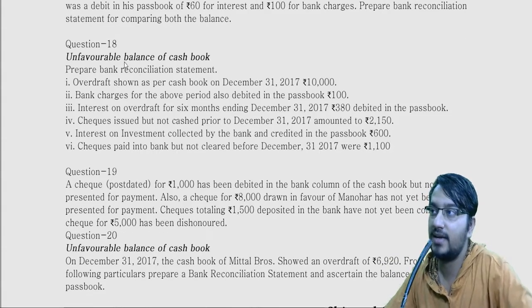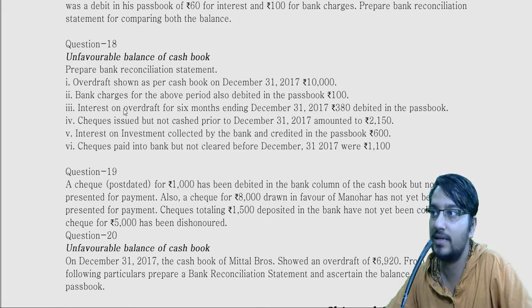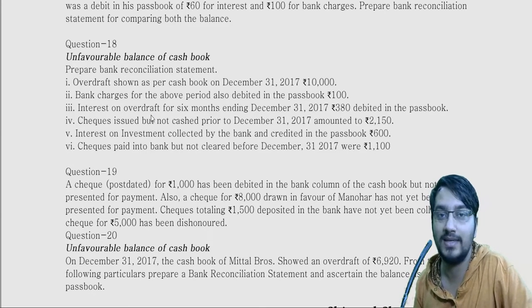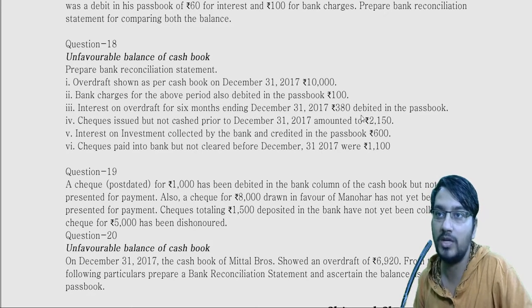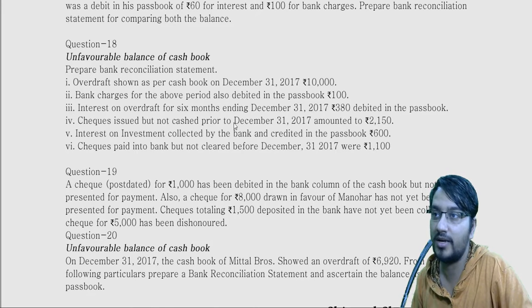Question number 18, it is saying overdraft as per cash book negative 10,000, therefore credit balance. Bank charges debited in the passbook, same adjustment we did above. Interest on overdraft, which is also basically a charge. On investment we receive the interest, but on overdraft, on the negative balance, we pay the interest. So bank must have deducted 380 rupees from a passbook, but we had not entered it in the cash book, so it is similar to the 100 rupees above. Check issued but not cashed prior to 31st, so this is check issued, normal adjustment.